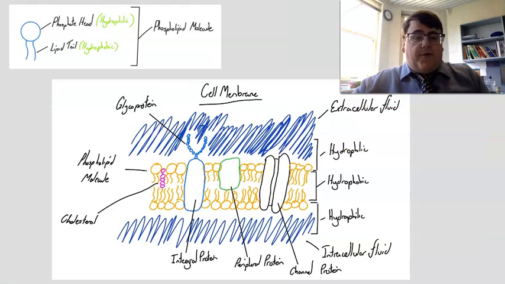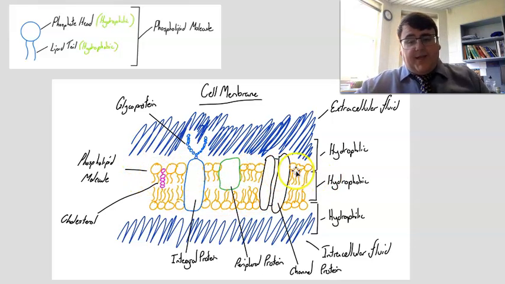And we can see that a little bit better in this drawing. It's not the best drawing, I do apologise, but it gets the point across. So we've got over here just our phospholipid molecule. You can see the circular phosphate head, which is hydrophilic. And you've got your lipid tails, which are hydrophobic. And that's one phospholipid molecule. And those are repeating units that make up the phospholipid bilayer.